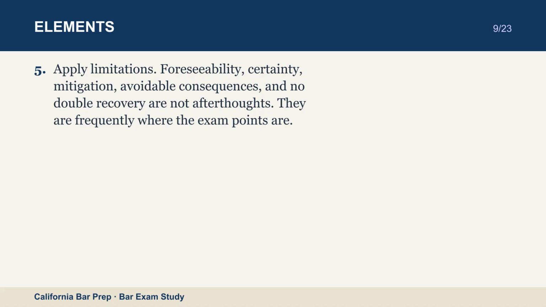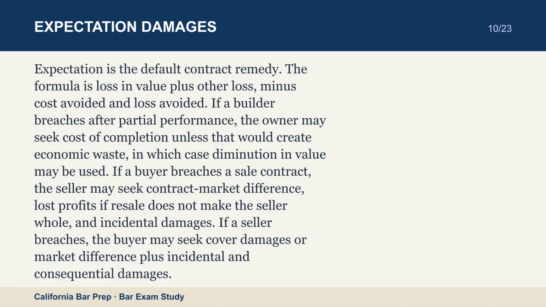Expectation is the default contract remedy. The formula is loss in value plus other loss, minus cost avoided and loss avoided. If a builder breaches after partial performance, the owner may seek cost of completion unless that would create economic waste, in which case diminution in value may be used. If a buyer breaches a sale contract, the seller may seek contract market difference, lost profits if resale does not make the seller whole, and incidental damages. If a seller breaches, the buyer may seek cover damages or market difference plus incidental and consequential damages.